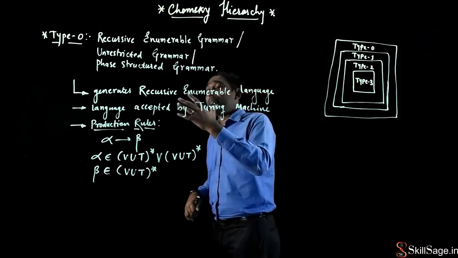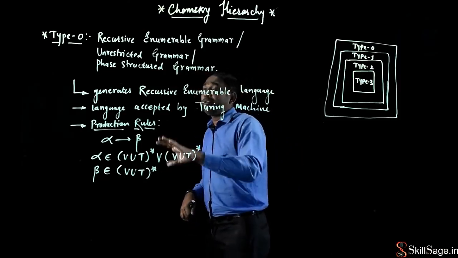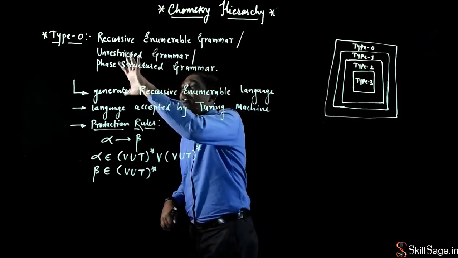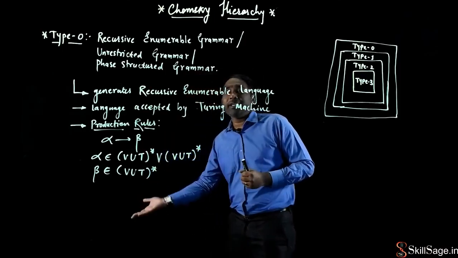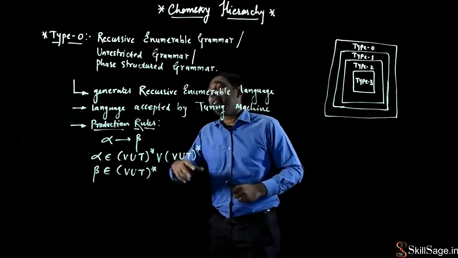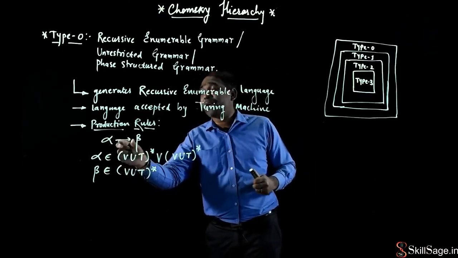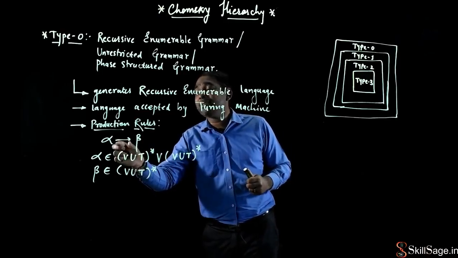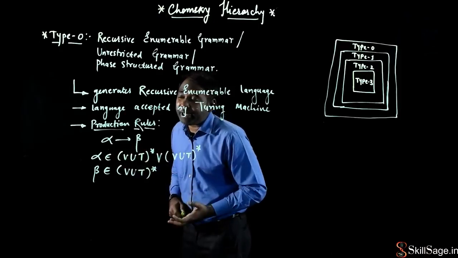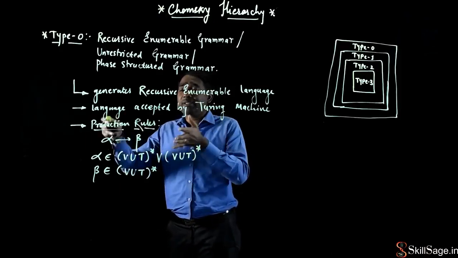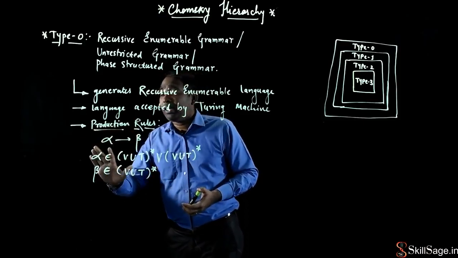So what is the production rule for type 0, for unrestricted grammar? It says that every production rule has a left hand side and a right hand side, and it is denoted by this arrow. We can read it as alpha derives beta. So what is alpha and what is beta? They are the two different sides of the production rules.